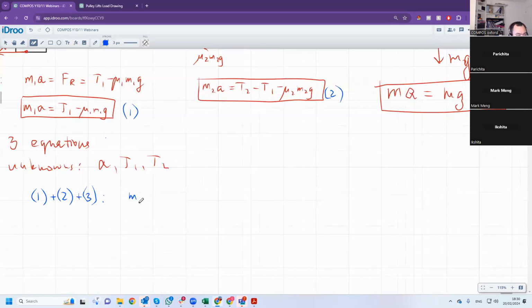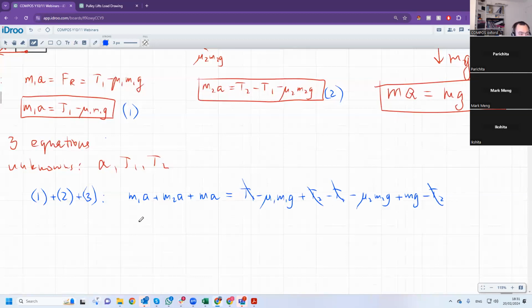I get m1a plus m2a plus ma equals T1 minus mu1 m1g plus T2 minus T1 minus mu2 m2g plus mg minus T2. And look at that. Look at this beautiful situation.